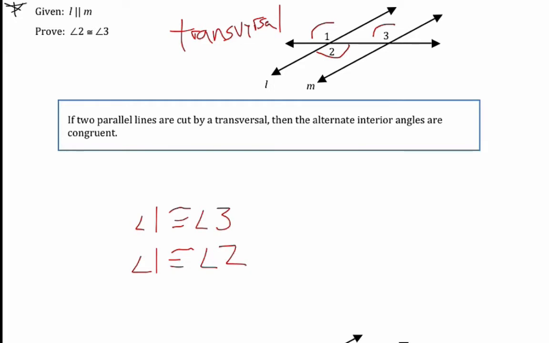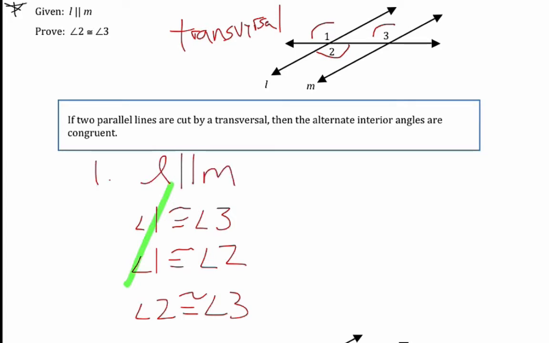But if 1 is the same as 2 and 2 is the same as 3, then I could cut out that middleman of 1 and say that angle 2 is congruent to angle 3 using the transitive property. So I do know that 2 and 3 are going to be the same, and I have reasons for justifying that. And I wrote them down in a logical way, so when I go to write the proof, it will look like this. All you gave me was that L was parallel to M.